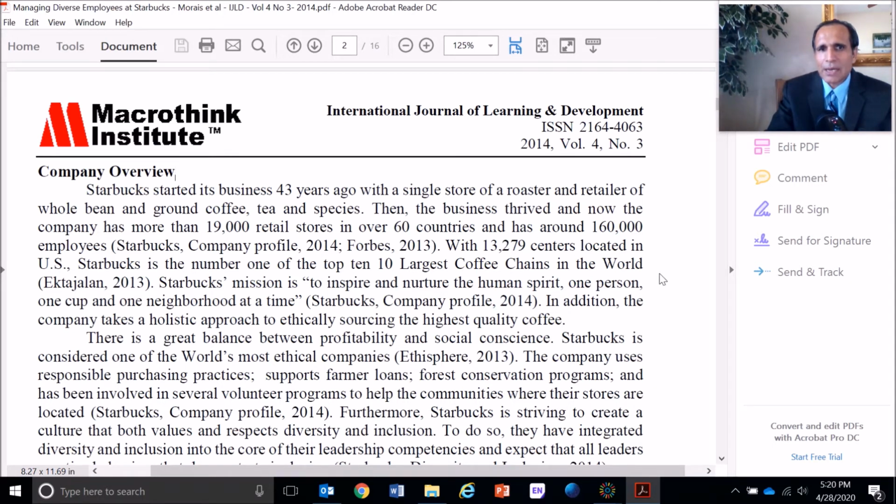With 13,279 centers located in the US, Starbucks is the number one of the top 10 largest coffee chains in the world. Starbucks' mission is to inspire and nurture the human spirit, one person, one cup, in one neighborhood at a time. In addition, the company takes a holistic approach to ethically sourcing the highest quality coffee.